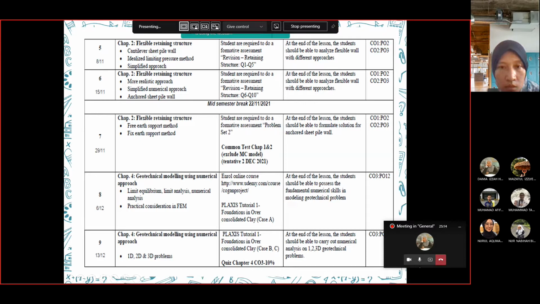When I say this date, it's very important for you to record or update it in your apps calendar or desk calendar, for example, so you can manage your time wisely. After returning from the mid-semester break, we will still be in Chapter 2. In weeks 8 and 9, that will be Chapter 4. During this time, you will go to the ICT lab, so we're going to have hands-on and lecture using Plaxis.